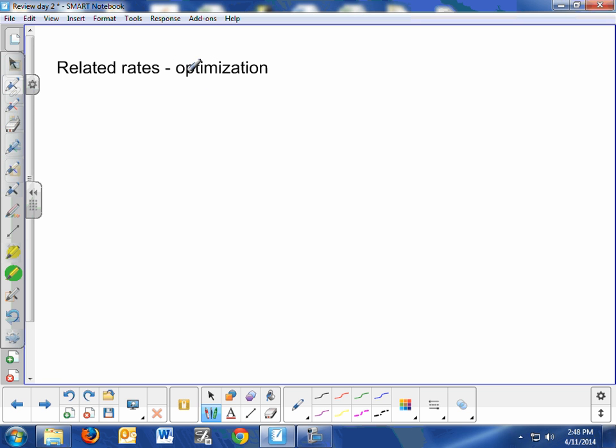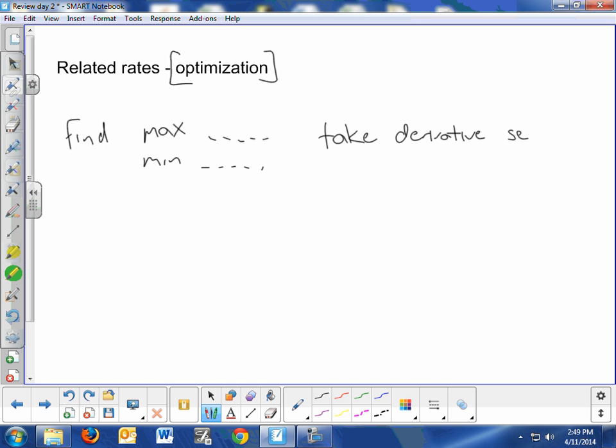Okay, optimization. If you want to find the max anything, or the min anything, the max change in something, the max something, whatever it is, the min change in something, the min something, whatever it is, you just take the derivative, set it equal to 0. At those locations will be maxes and mins.